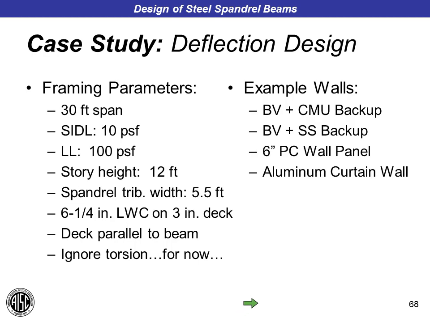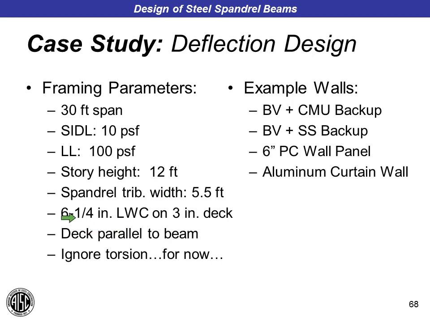So let's do a quick case study looking at deflection design for a number of different facade systems. We're going to look at, assuming we have a 30-foot long spandrel beam between columns, the superimposed dead load on the floor is 10 pounds a square foot. The live load is 100 pounds per square foot. We've got 12 feet from floor to floor. The tributary width on the spandrel beam is 5.5 feet, so it's 11 feet to the next interior beam. This is a true beam, that is to say it's not a girder picking up interior floor framing.